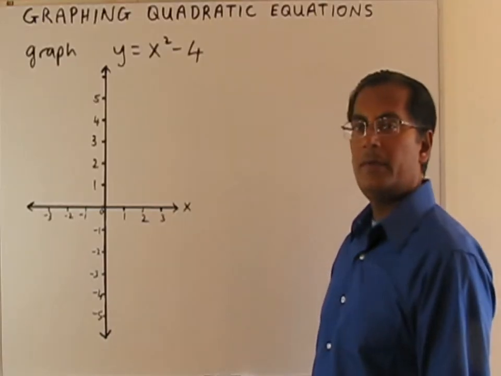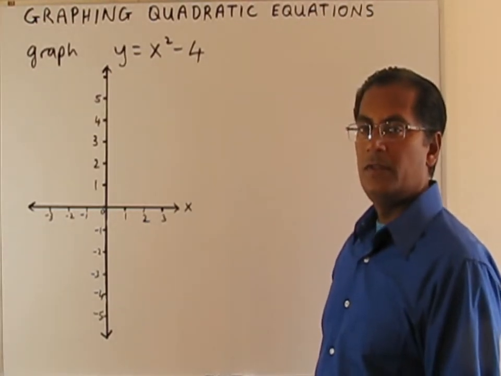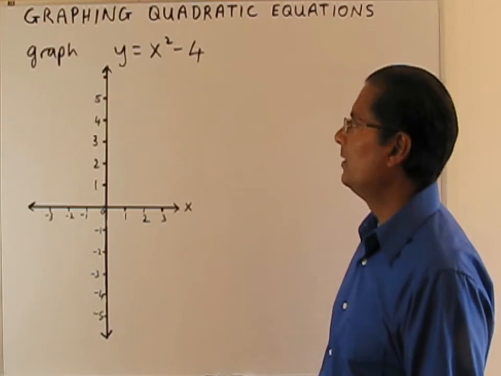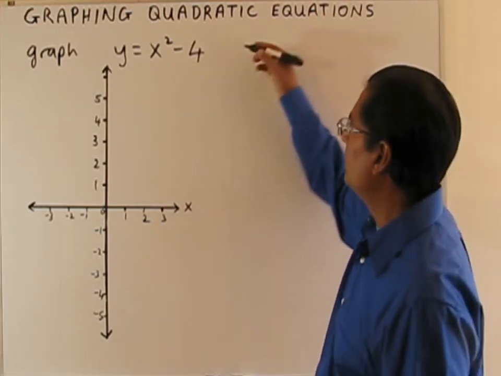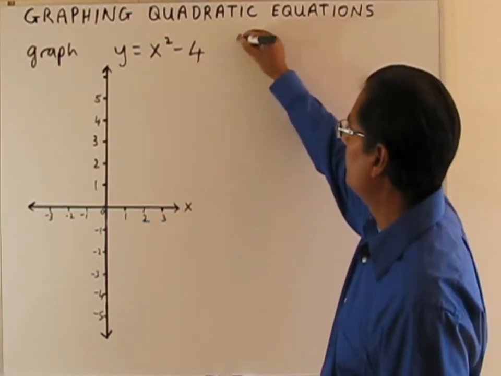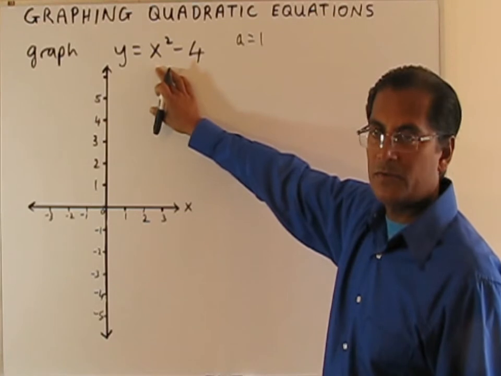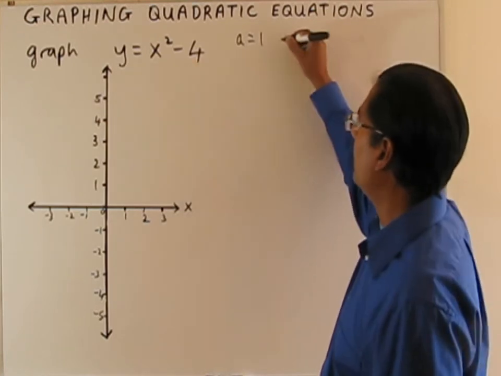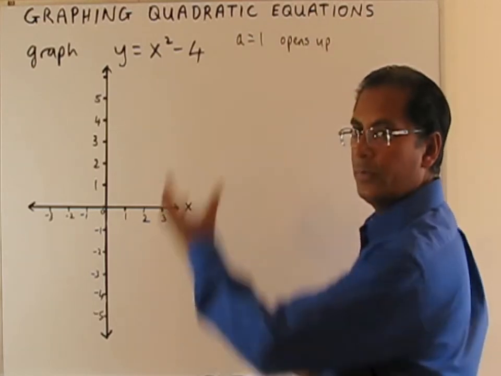So we want to make a graph of y equals x squared minus 4, and we're going to take several steps to do that. We can create a table of values, but we can see on inspection, the first thing is that a is 1. So a is positive, a is 1, that's the number in front of x squared. So we know the parabola is going to open up.